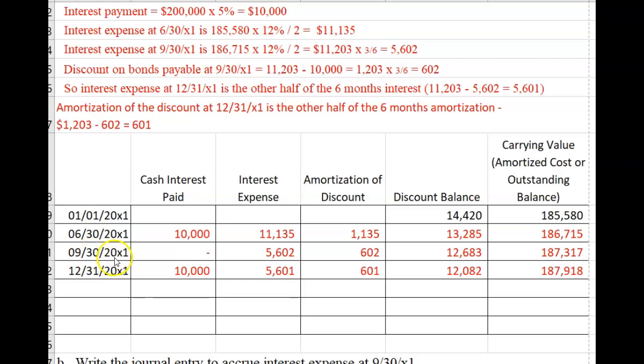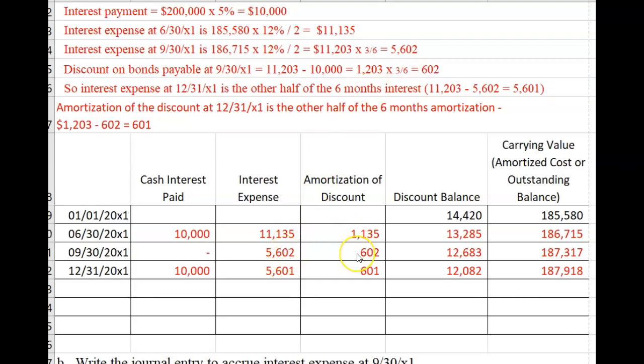Now, at June 30th, we need to accrue the interest. Excuse me, I meant September 30th. The interest expense at September 30th is calculated the same way we've always done it. $186,715 carrying value before the interest is paid or accrued times 1/2 of the market interest rate. But that would be for a full 6 months, and we're only accruing for 3 months ended September 30th. So we have to multiply the 6 months worth of interest, 11,203, times 1/2, or 3 months out of 6 months. So the interest expense to accrue at September 30th is $5,602.